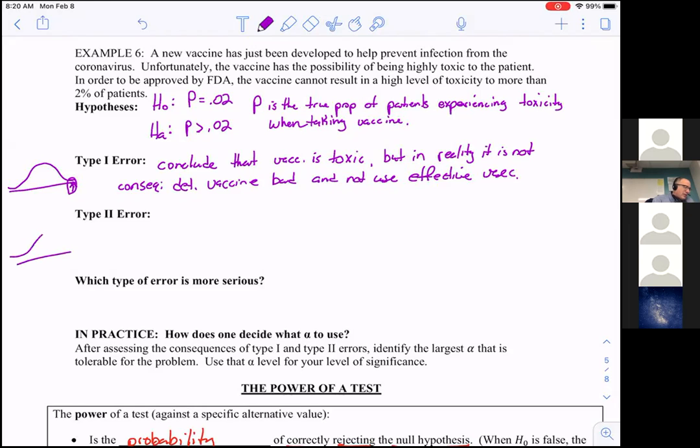Again, in a type 2 error, it's going to be something in here, something that's not very uncommon. So I'm going to fail to reject something, but in reality, I should have rejected it. So we're going to conclude that the vaccine is not toxic, but it really is toxic to patients.